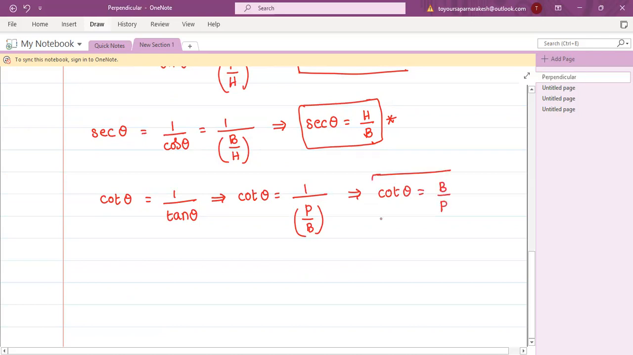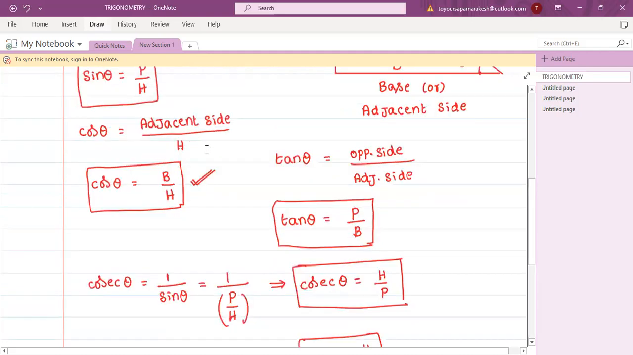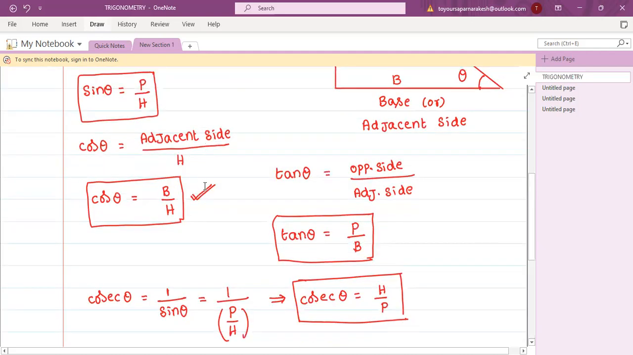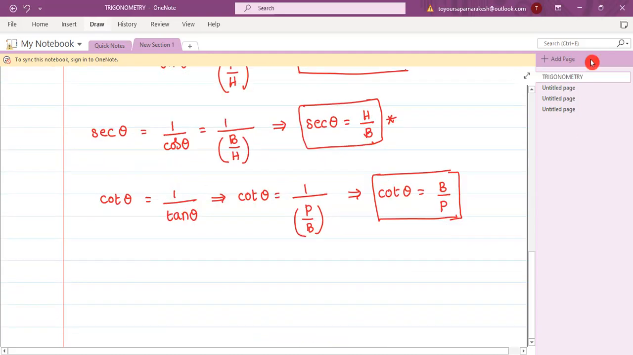So these are the trigonometric ratios: how to find sine theta, cos theta, tan theta, cosec theta, sec theta, and cot theta. All these are nothing but trigonometric ratios. Okay, so next.